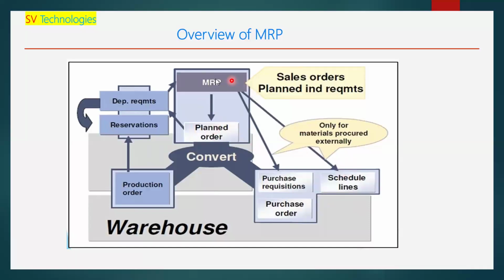Okay. So after the MRP run, the system will generate planned orders for in-house production materials, purchase requisitions for external procurement materials, and schedule lines for schedule agreement materials. Okay. Is this clear, or any questions or doubts? I'll take a pause here. If you have any doubts, just let me know. Okay. So I'll move further.